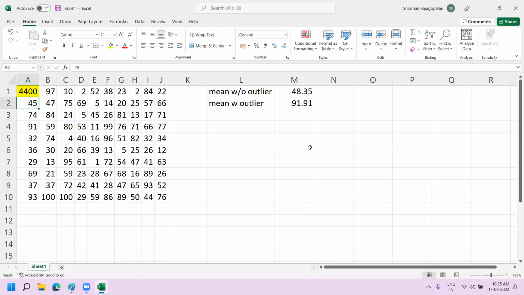Clear? So how do you detect outliers? You are given a data set which has, let's say, some 20 numeric data. How do you detect the outliers? One is by the maximum value. Okay. What are the other ways in which you can detect?